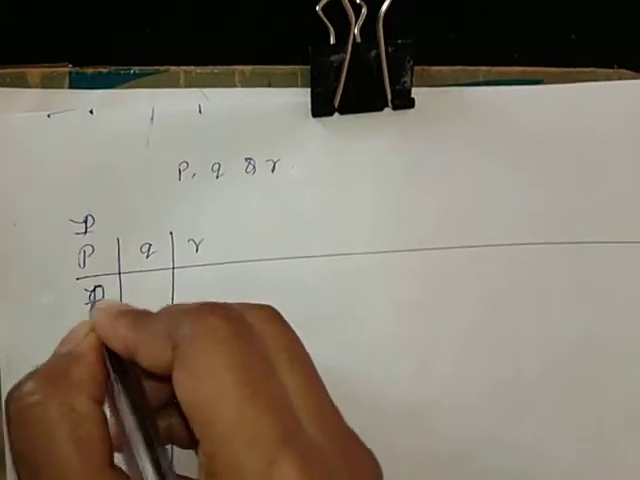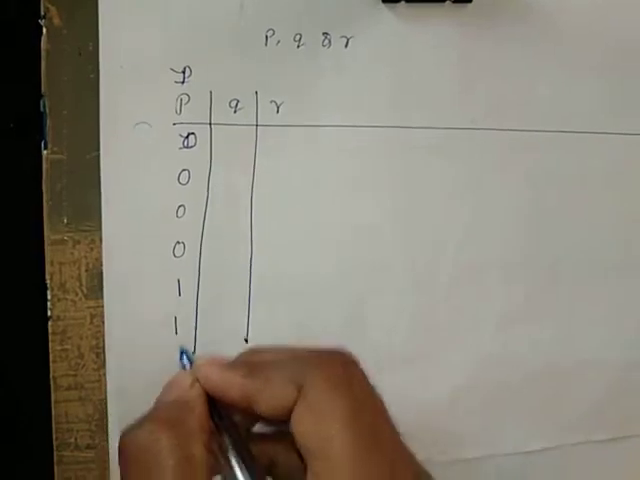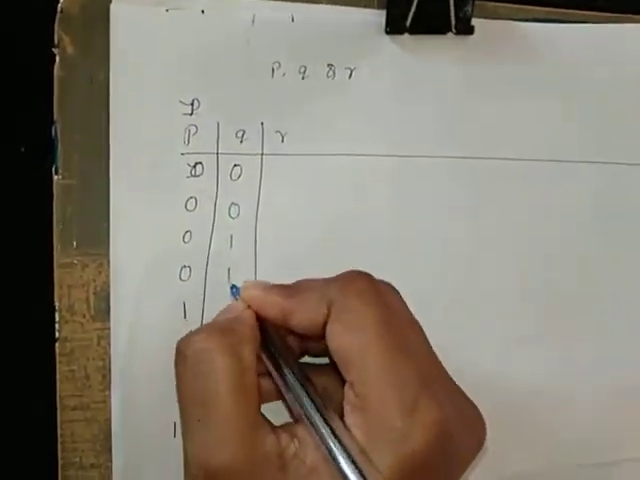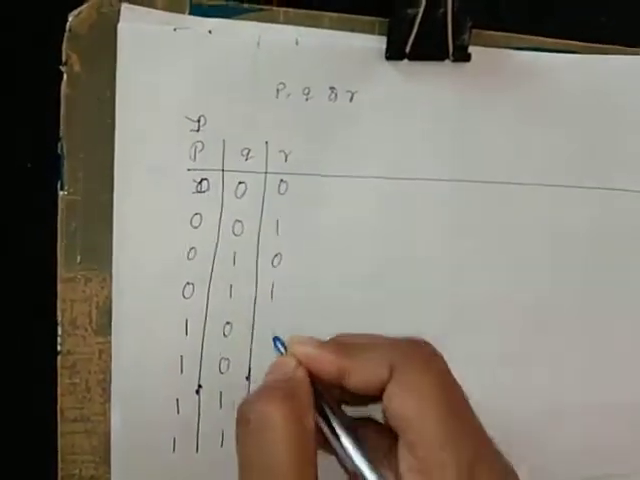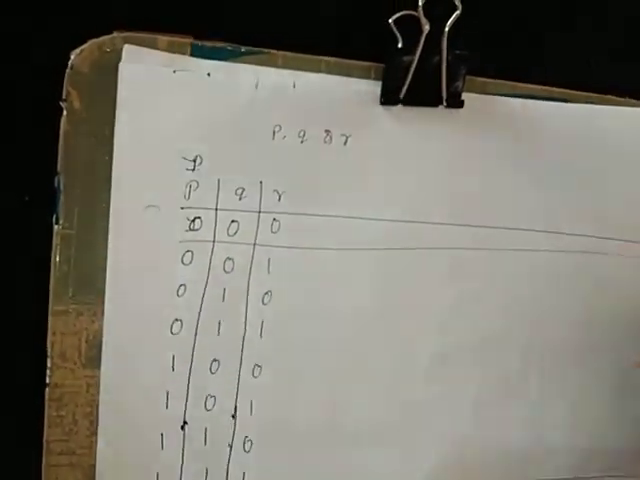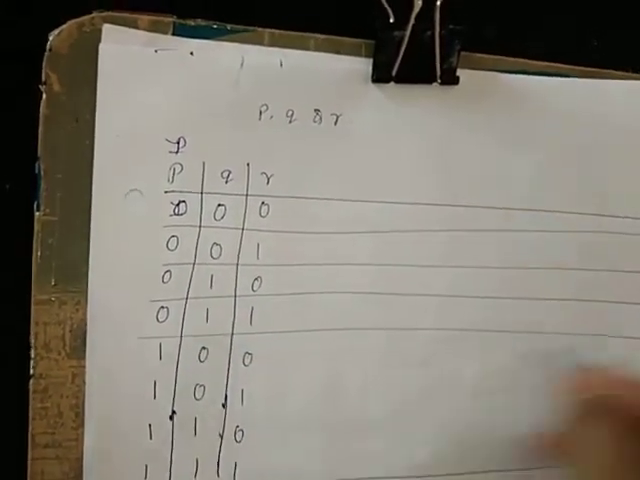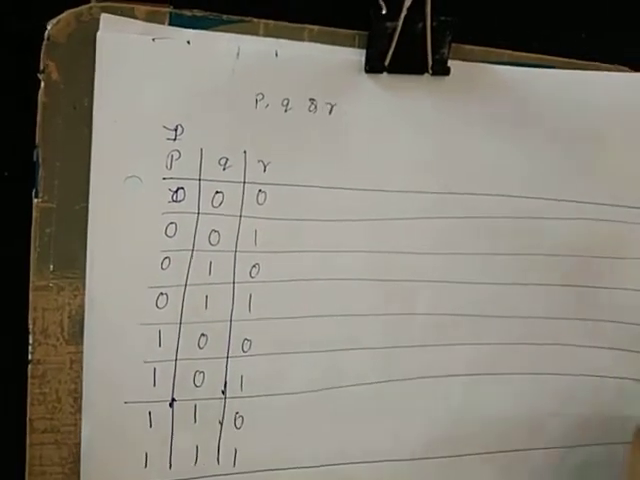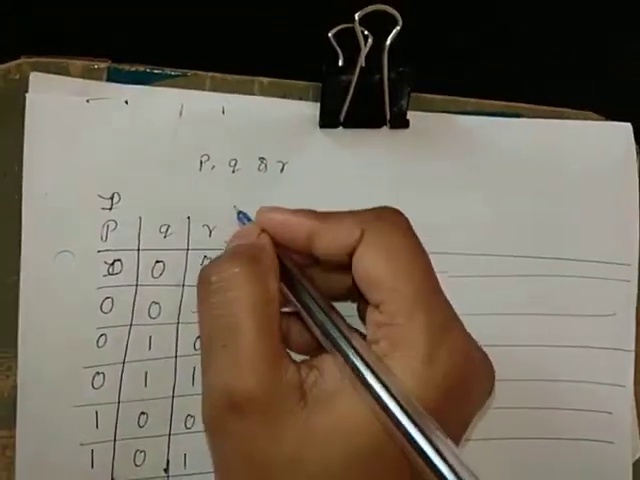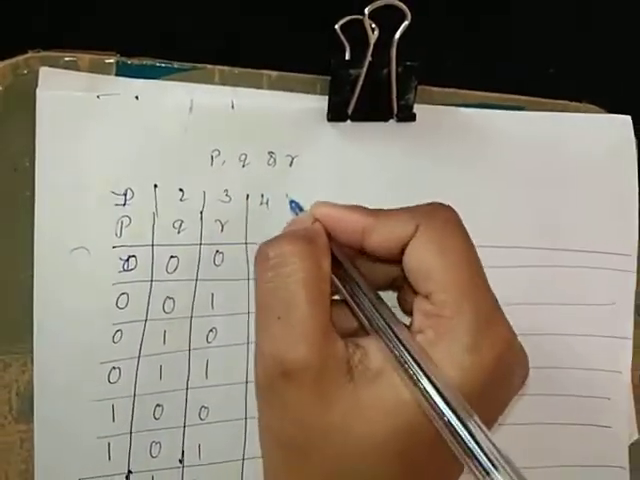0, 0, 0, 0, 1, 1, 1, 1. 0, 0, 1, 1, 0, 0, 1, 1. 0, 1, 0, 1, 0, 1, 0, 1. Here first we have to construct the possible truth values for the propositions P, Q and R. For each column I am giving the name 1, 2, 3 and I will continue the fourth one.